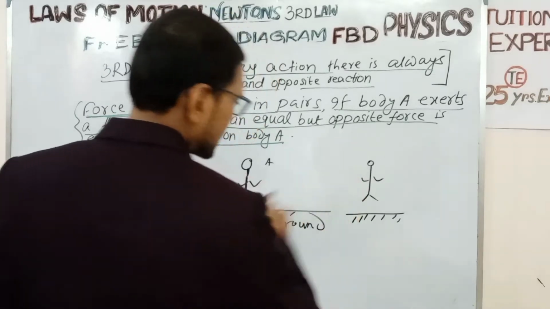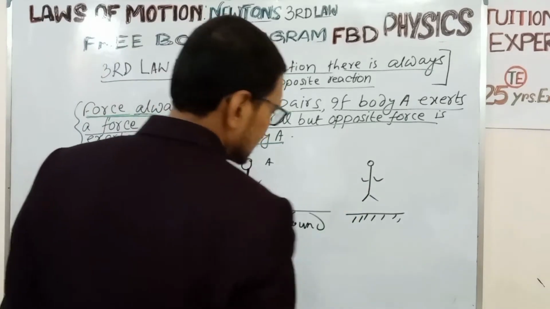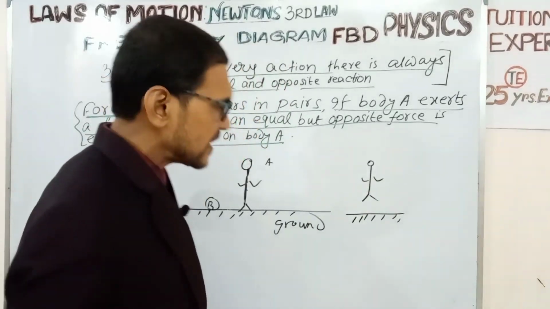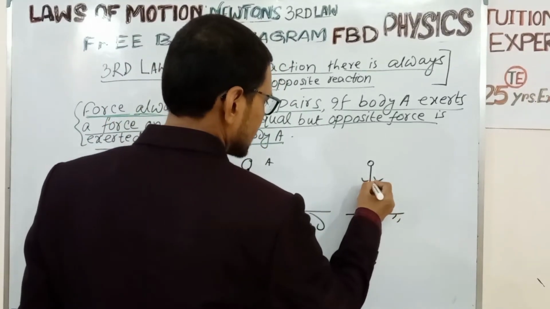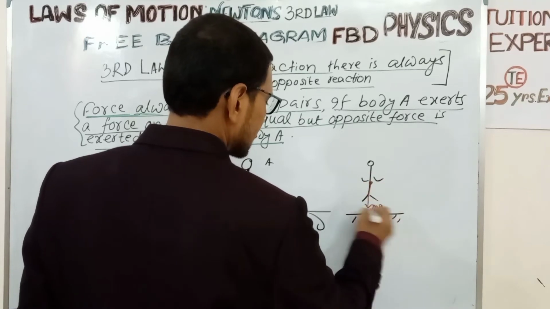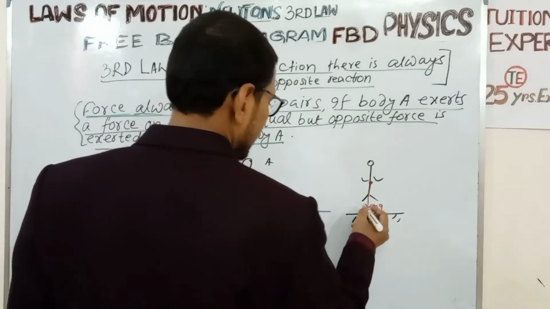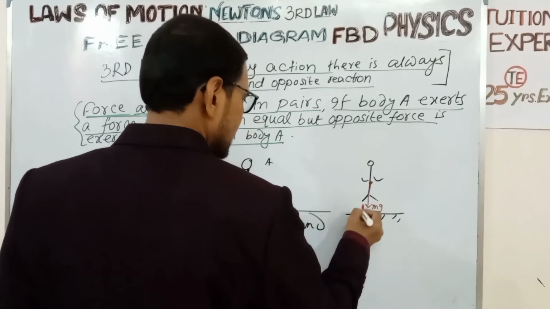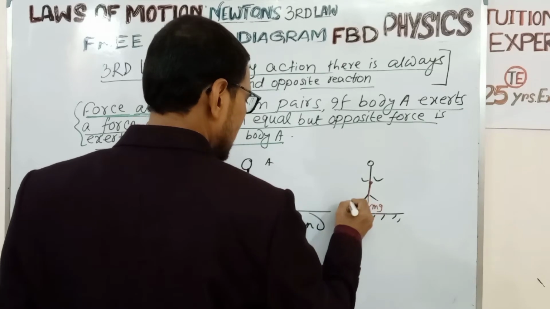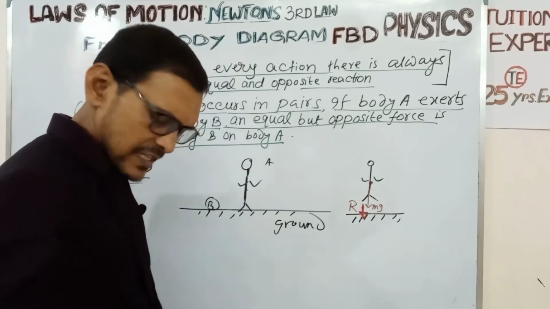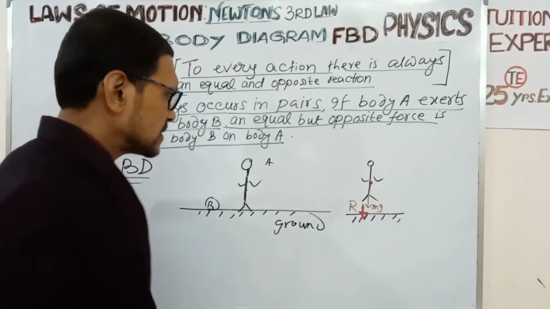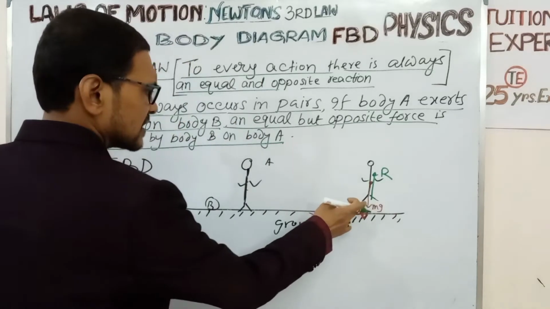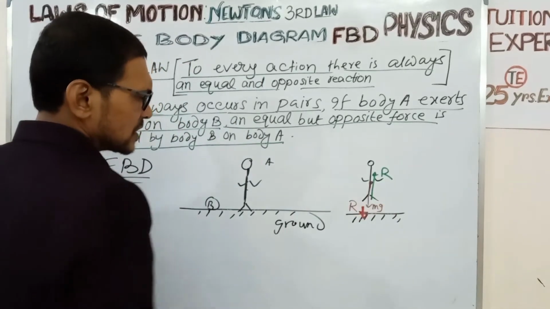Now, if the man is free, what forces act on the man? This is called the free body diagram. Here the weight of the body acts in this direction. Now the body exerts an action on the ground. So this is R. Then an equal and opposite reaction acts on the man. That is called R. So this is action and this is reaction. So this is the free body diagram of the man.